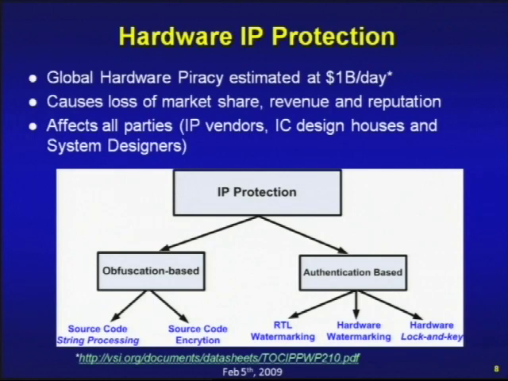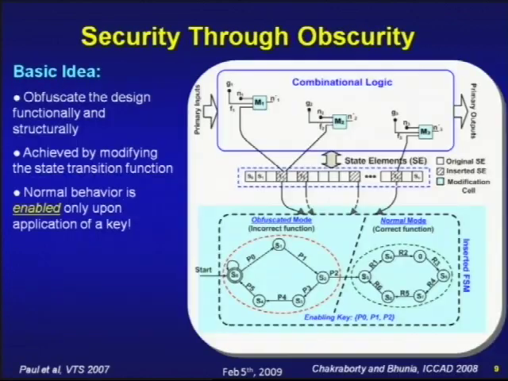Now, this causes loss of market share, revenue, and reputation. It affects all parties, because if you have untrusted IPs, not only are the IP vendors affected, but also IC design houses, system designers, and even the end users, because now in the market you have untrusted copies which you do not know if they work well or not, or if they are tested or not.